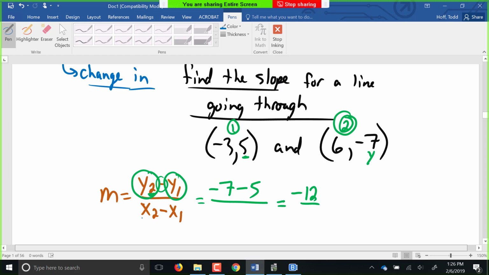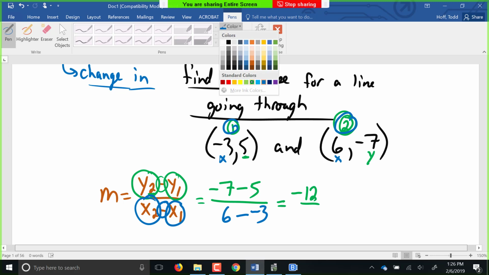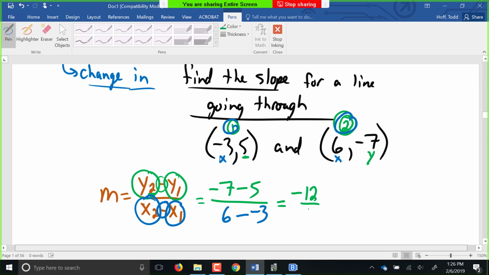For the x coordinates, x2 means you have point 2, the x coordinate, which is 6, minus x1, which means you go to point 1. The x coordinate is -3. What is 6 minus a -3? 9. Now we have -12 over 9. Both of those can be divided by 3. Gives me a -4 over 3.